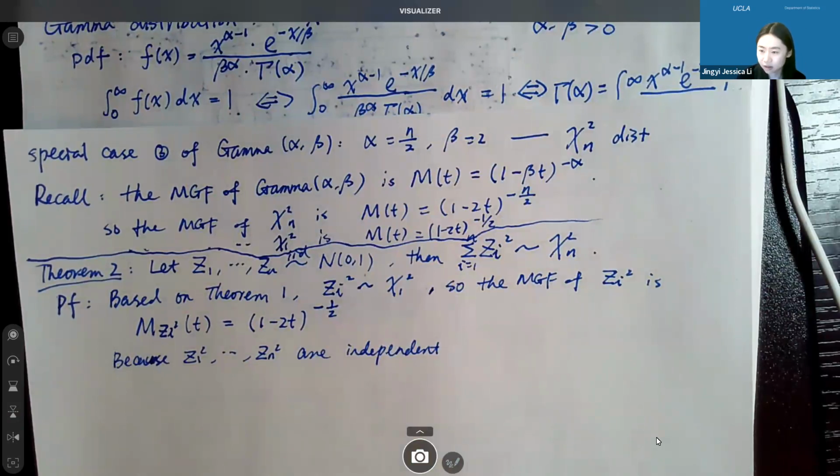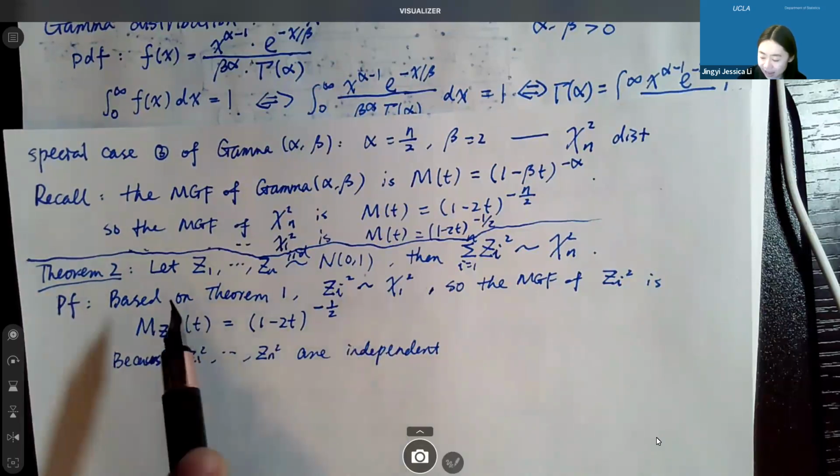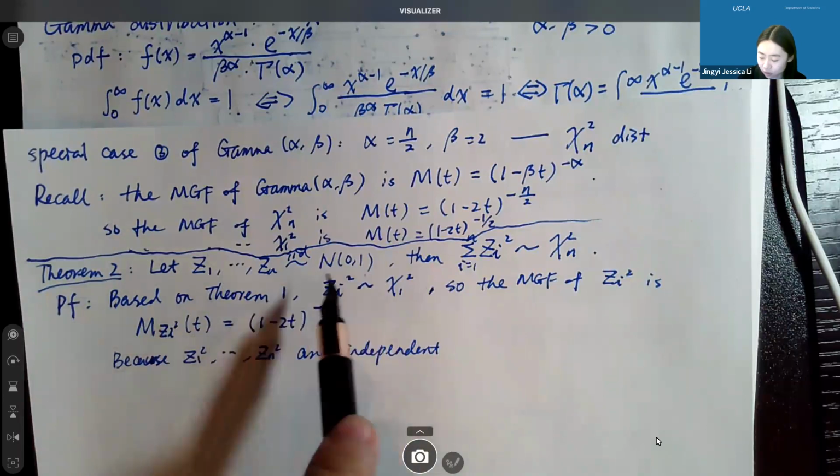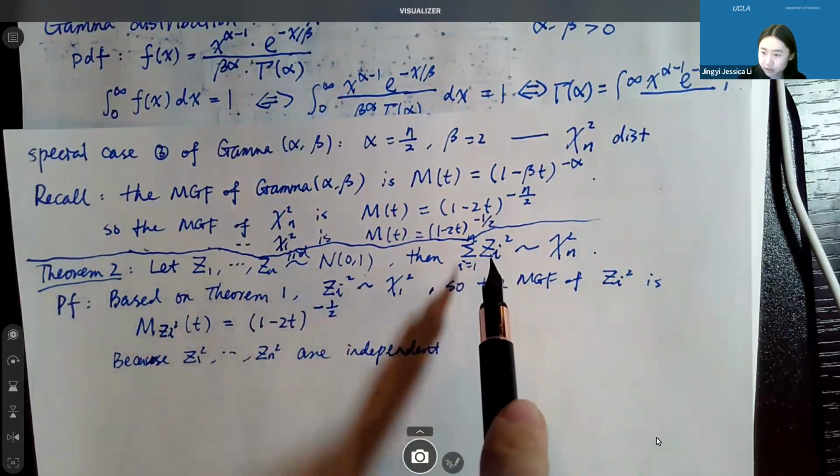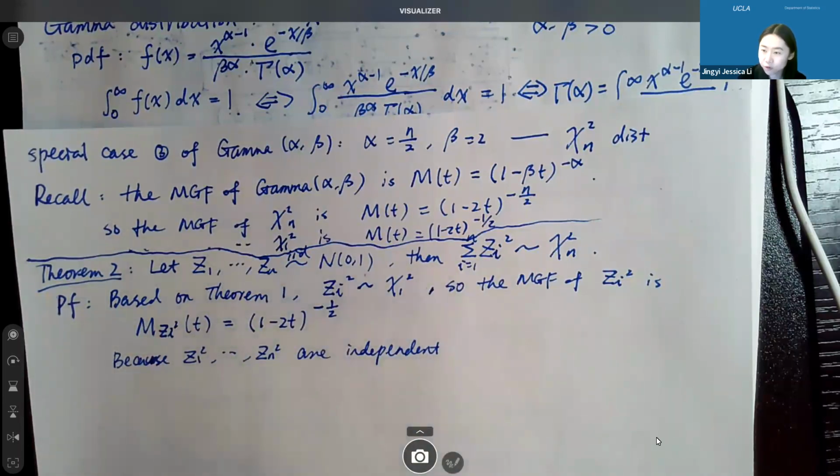In theorem 1, we just showed that for a standard normal random variable Z, its square is chi-square 1. And here we are going to show that for n standard normal random variables, we square each and take the sum, and the sum will follow chi-square n. We are going to prove that. So we are actually in the middle of the proof.